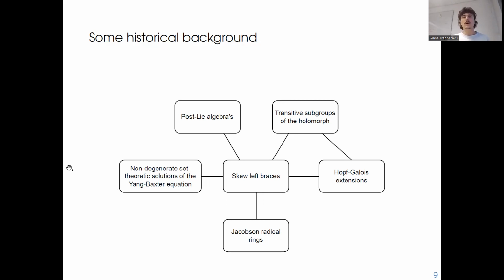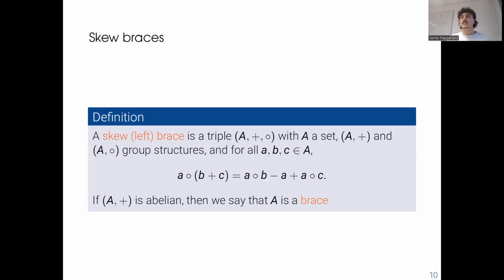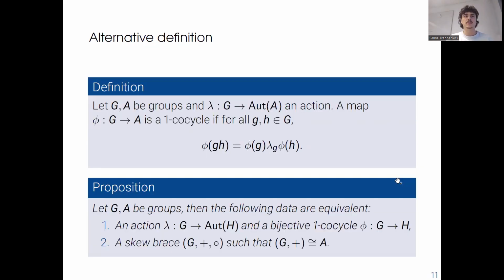Okay, so let's first look at this one here, which is historically the first connection to pop up. Well, this is the definition I gave you earlier. But let's start by looking at something which might be more convenient, and this is the definition using one co-cycles. So what is a one co-cycle?